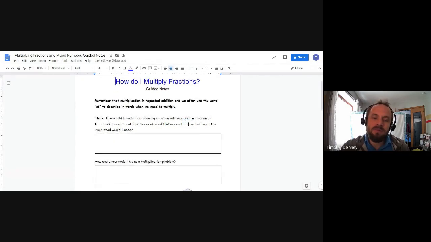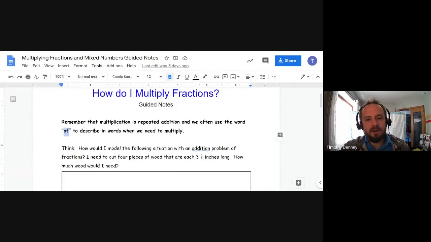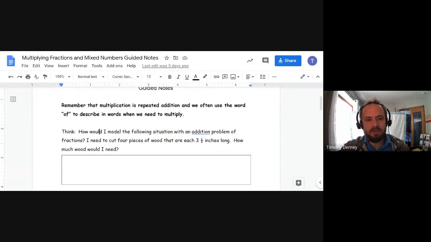All right, so when we're going to multiplication, remember that multiplication is really repeated addition. It's actually just a quicker way to do addition. And one thing to remember too is in word problems, we often use the word "of" to describe multiplication. Now, we're going to start with addition just to see that connection between addition and multiplication.